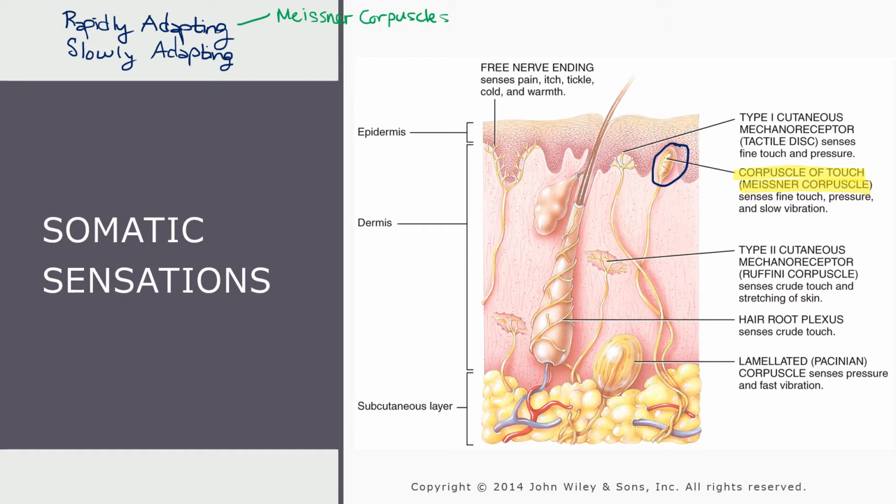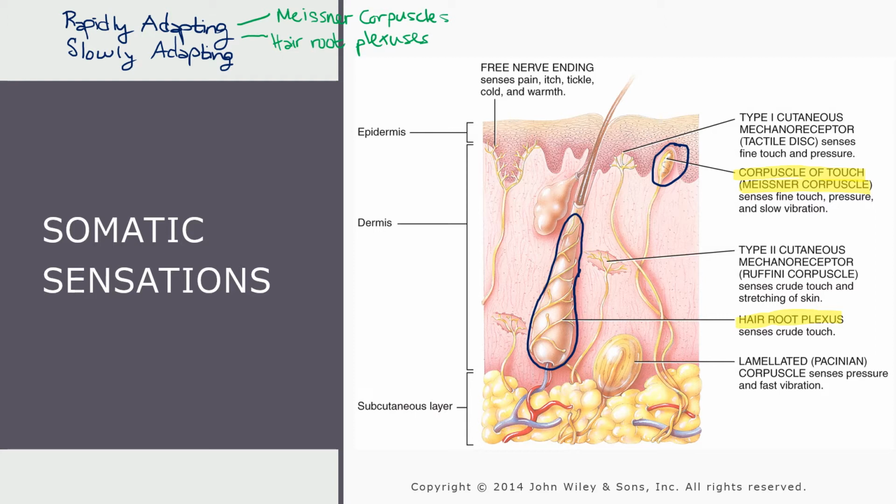And the second type of rapidly adapting touch receptors are hair root plexuses. So these are actually found just in hairy skin. Right here, they detect crude touch. So they're going to be these nerve endings around the hair root. Because they are rapidly adapting receptors, these receptors generate nerve impulses mainly at the onset of touch.